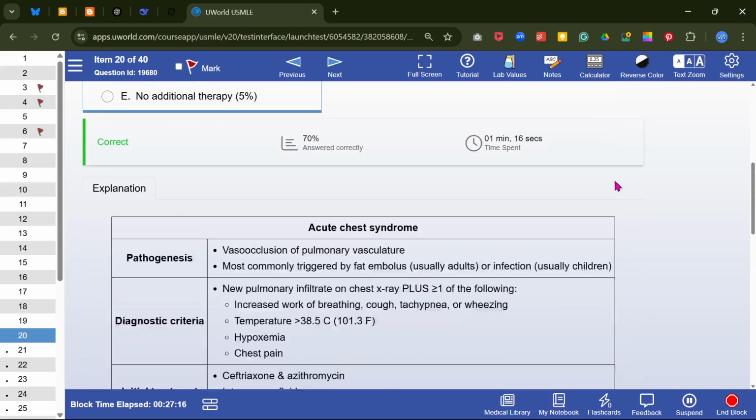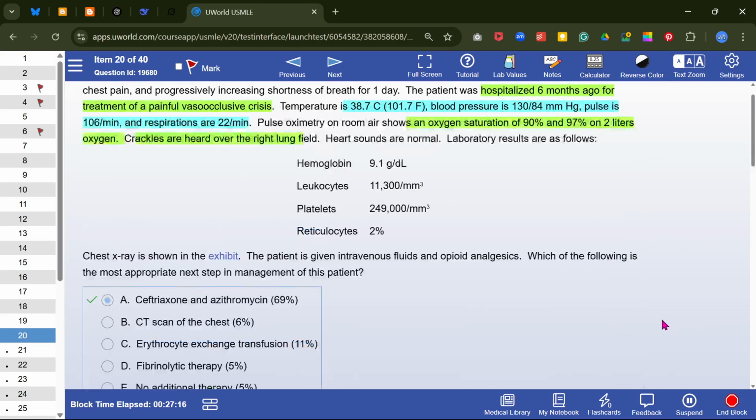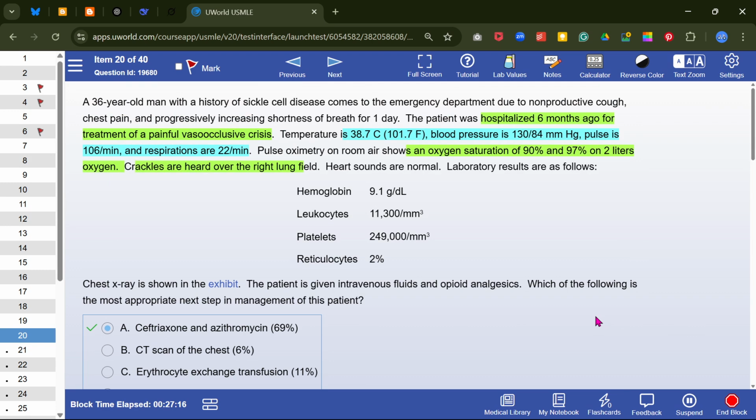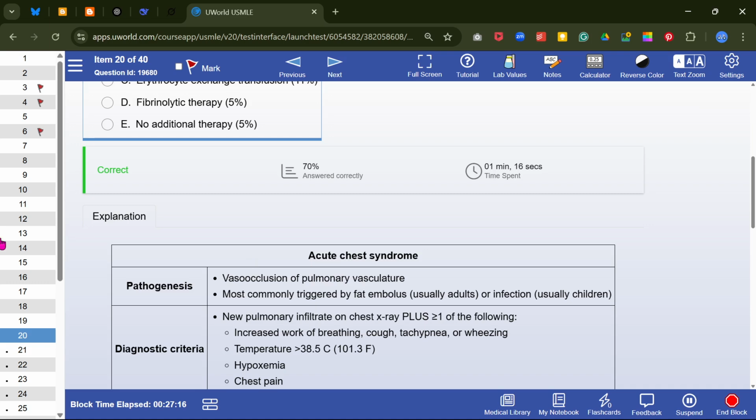If somebody comes with sickle cell disease and there is infection, what should we give? Antibiotic, blindly. Because sickle cell patients may have autosplenectomy, there is a chance of infection by capsulated organisms. So, to prevent infection by capsulated organisms like pneumococcus, we give antibiotics as early as possible.